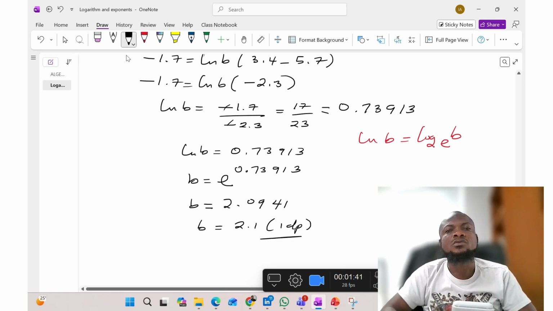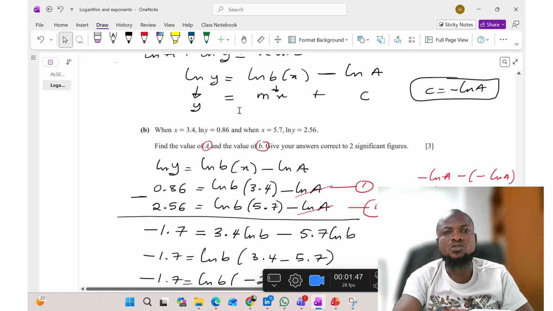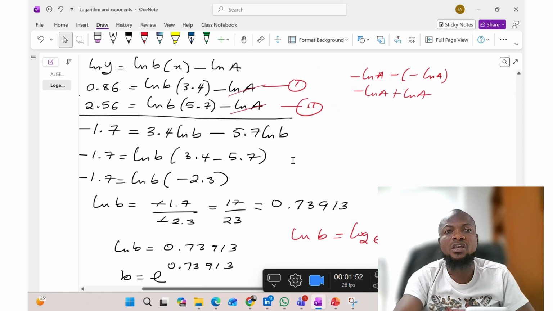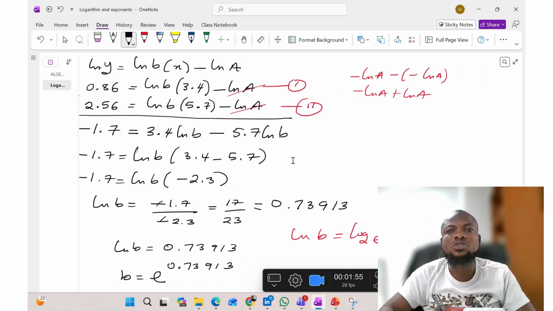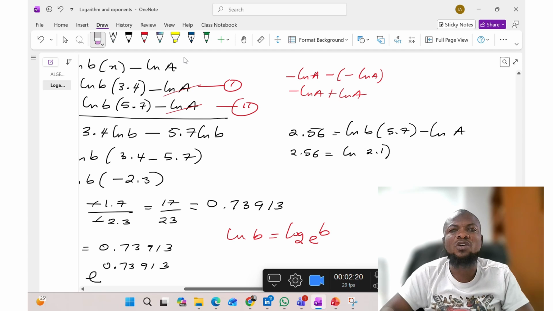Is this understood? If this is understood, that is not all. We still need to find the value of a. Then we can take any of the two equations to find the value of a. So let's take the second equation, which is 2.56 is equal to ln b times 5.7 minus ln a. The value of b is 2.1. I can rewrite this to avoid confusion.